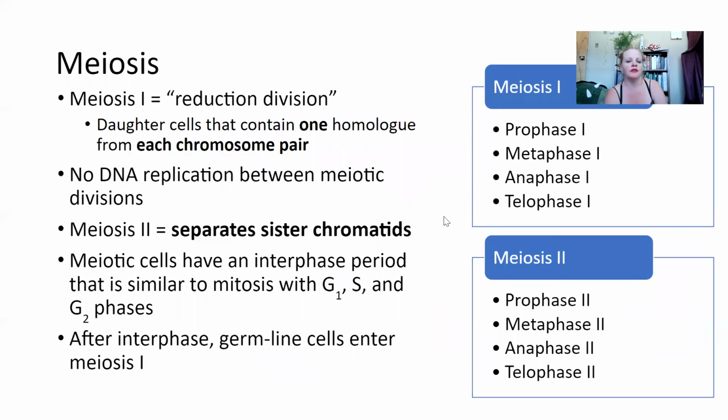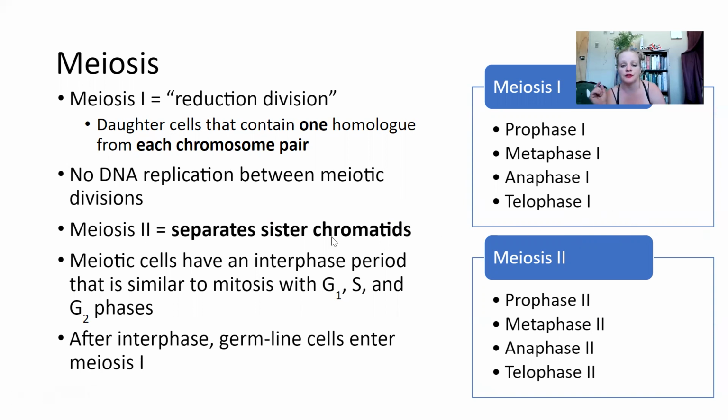Okay, so meiosis 1 is called the reduction division. The daughter cells contain one homologous chromosome from each homologous pair. We don't see any DNA replication between meiosis 1 and meiosis 2. That would defeat the whole purpose of trying to get down to being haploid, right? We'd be copying the DNA again. So we see a repression of DNA replication between meiosis 1 and 2.